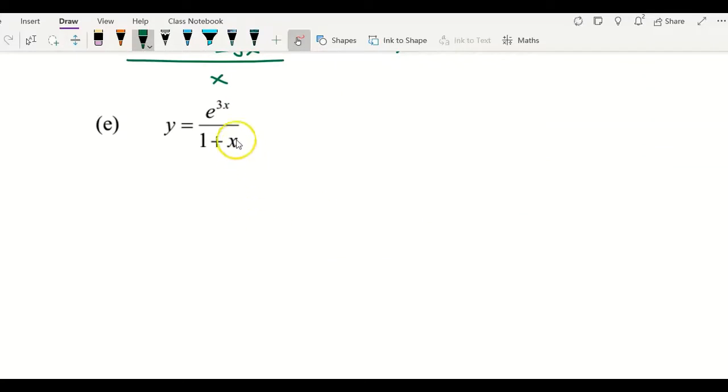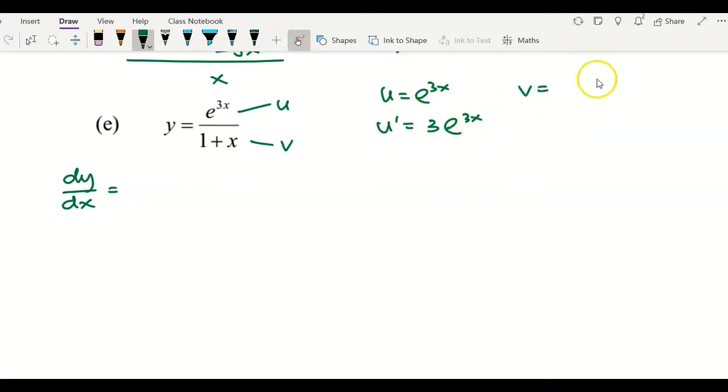Proceed to example E. The next example, again, I will let this become u, this become v, and later on we're going to apply the quotient rule. u equals e power of 3x, then u prime will be 3e^3x. If v equals 1 plus x, then v prime is 1. So now, the formula for the quotient rule: v u prime minus u v prime over v squared.